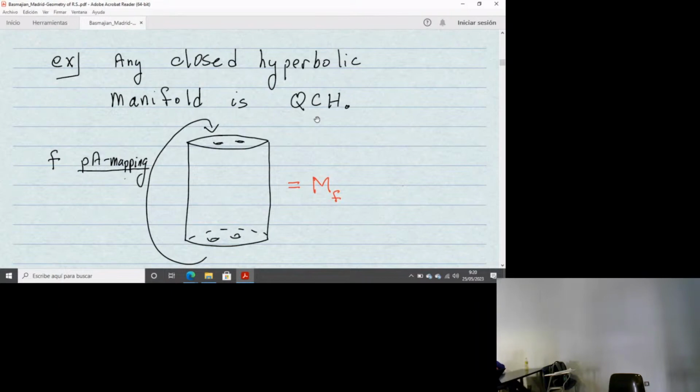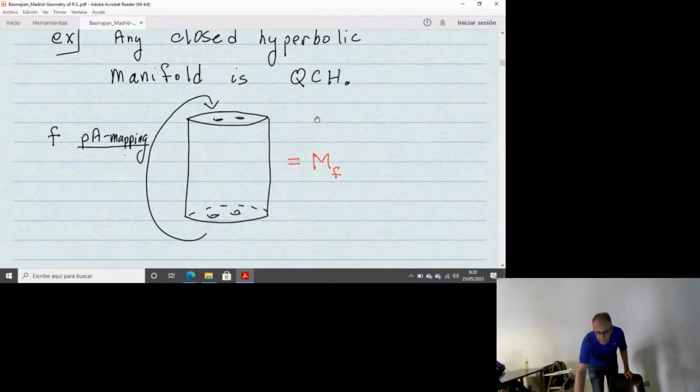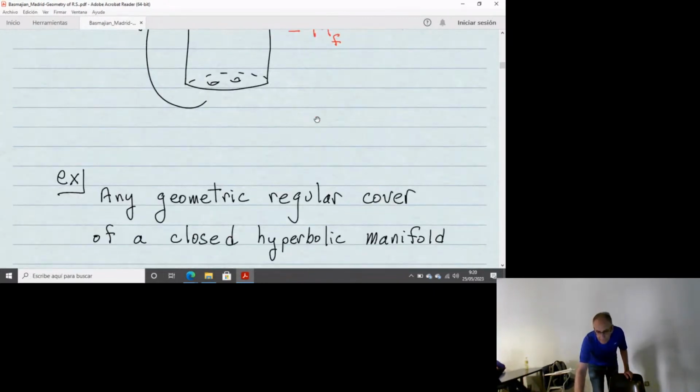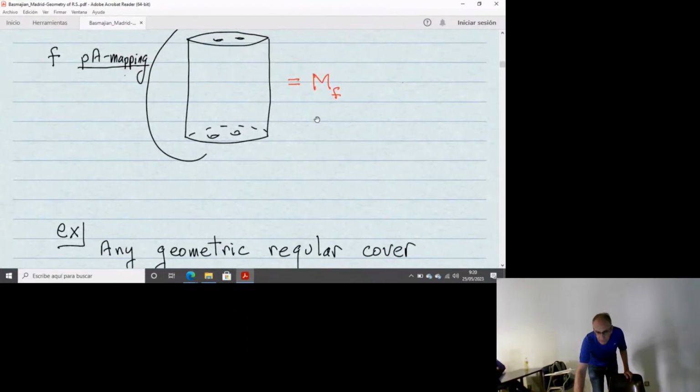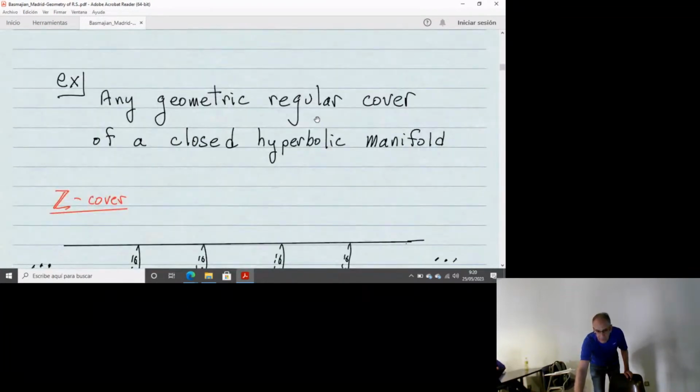But more exotic is if you start with surface cross I, and then you have a pseudo-Anosov mapping, and you identify the top to the bottom, you get the mapping torus. We know that that's hyperbolic. There's Thurston's work, and since it's a closed hyperbolic manifold, that's QCH, but also its Z cover is QCH. Okay? And so that's what this next example is stating.